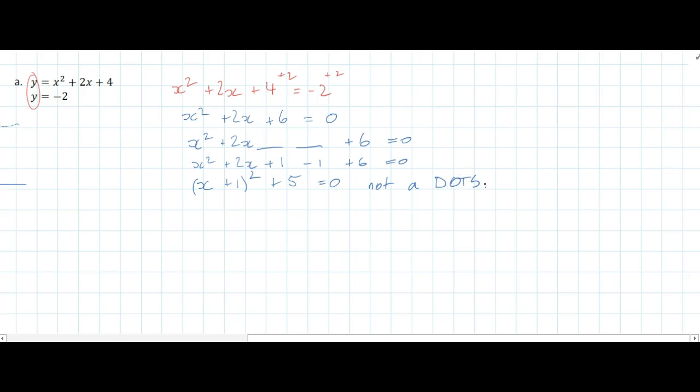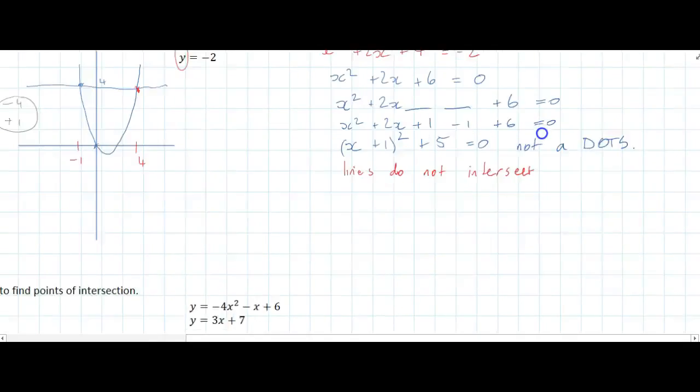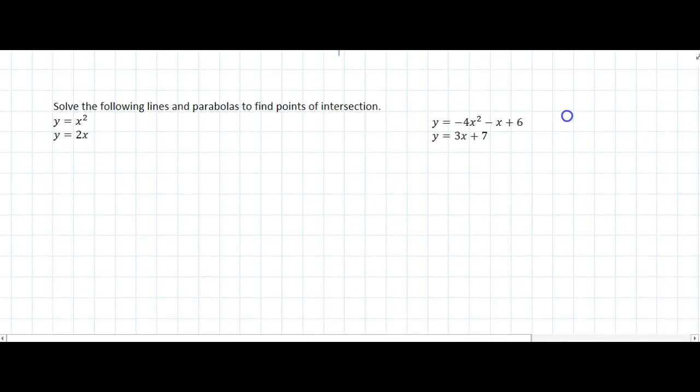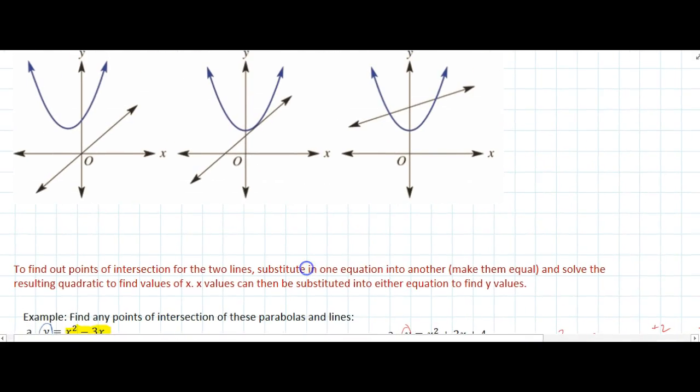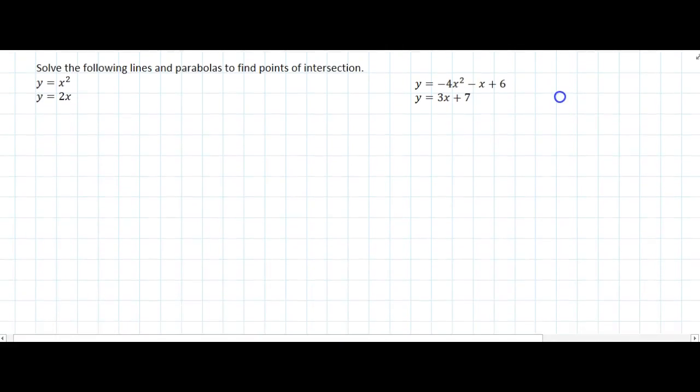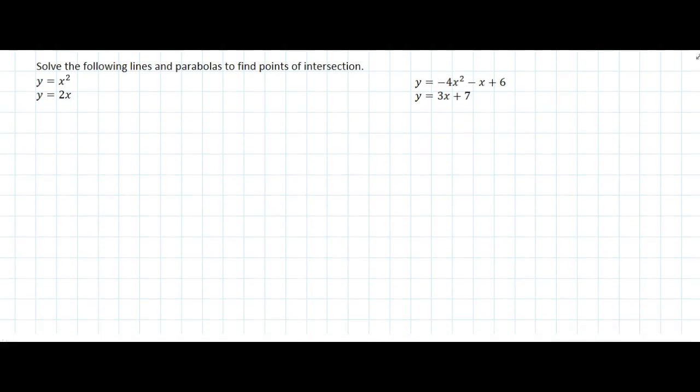Which means that these 2 lines don't actually intersect. So the lines do not intersect. That's pretty straightforward. I'm not going to bother drawing that. They just don't. It'll be something like this up here. Okay, so let's have a look at the next examples here.